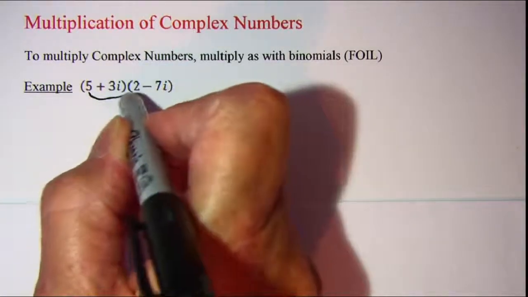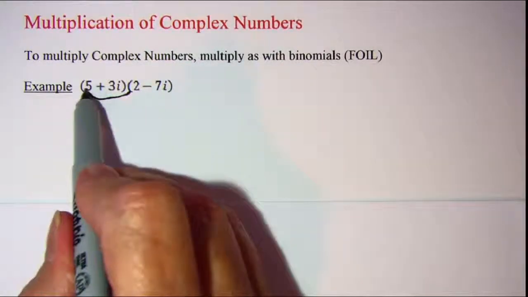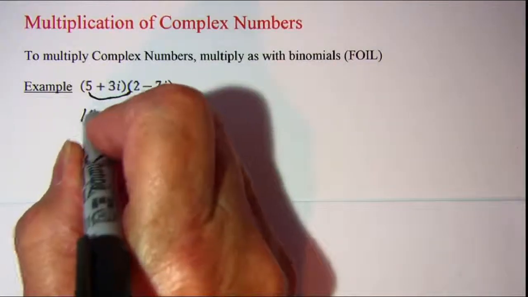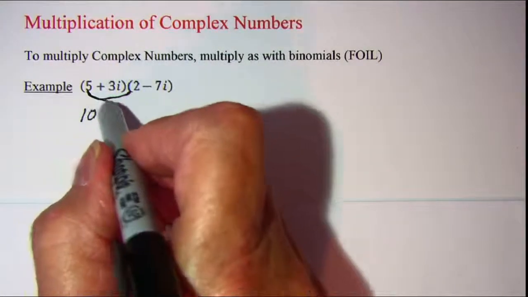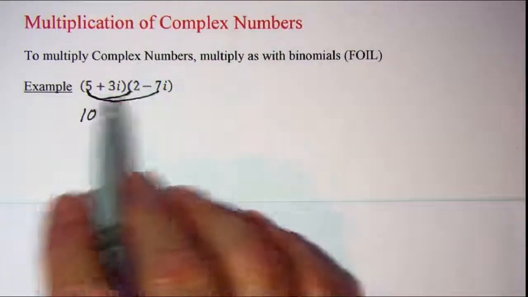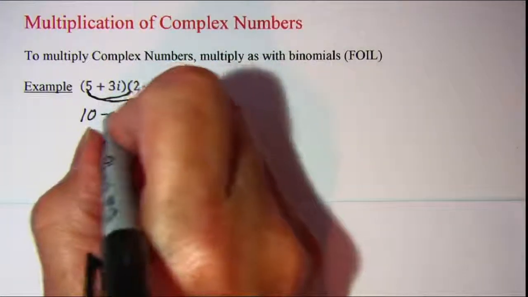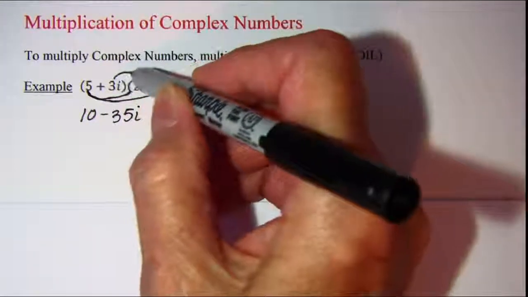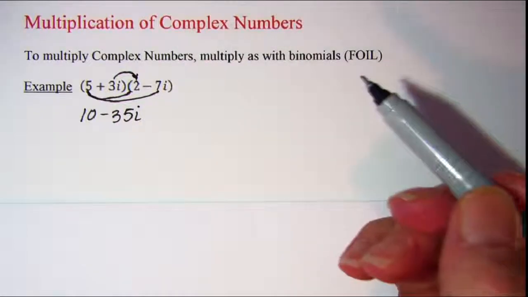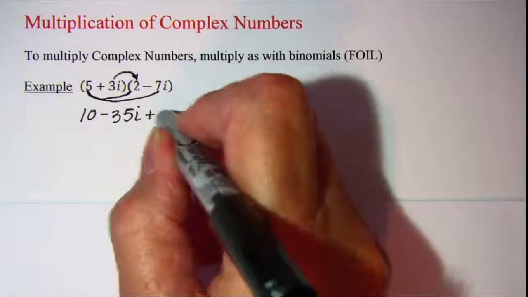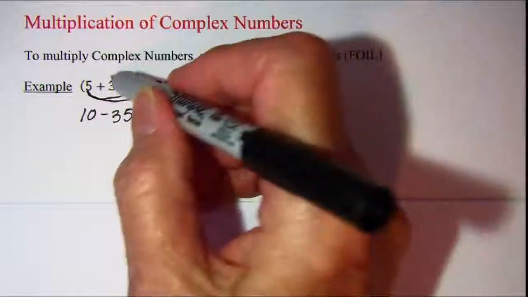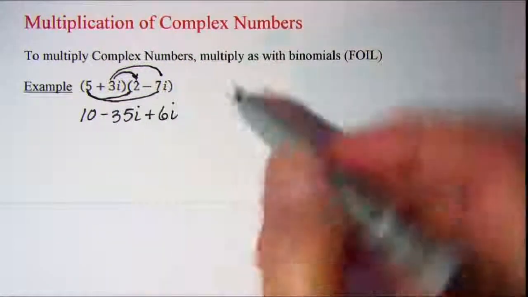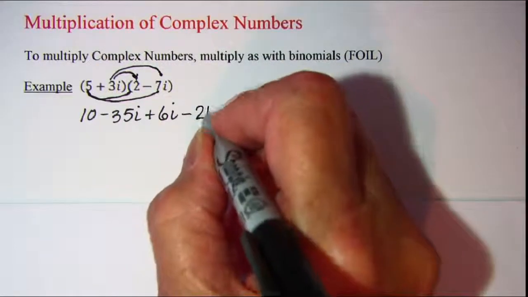So our first example, we want to multiply the complex number 5 plus 3i times the complex number 2 minus 7i. So if we multiply our first terms, we have 5 times 2 is 10. Multiply our outer terms. 5 times negative 7i is negative 35i. Multiply our inner terms. 3i times 2 is 6i. And multiply our last terms. We have 3i times negative 7i is a negative 21i squared.